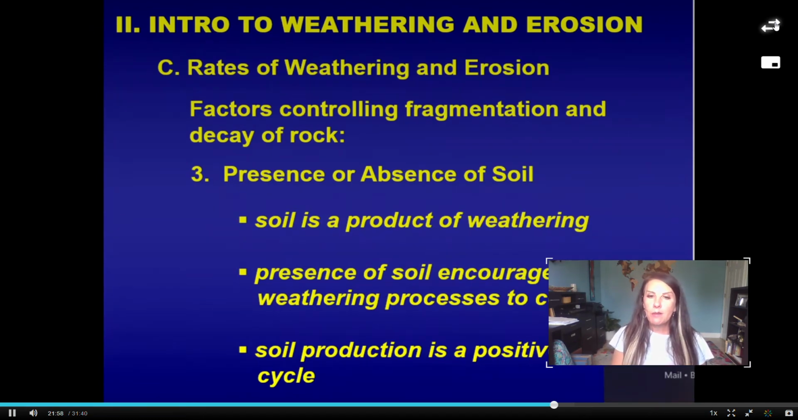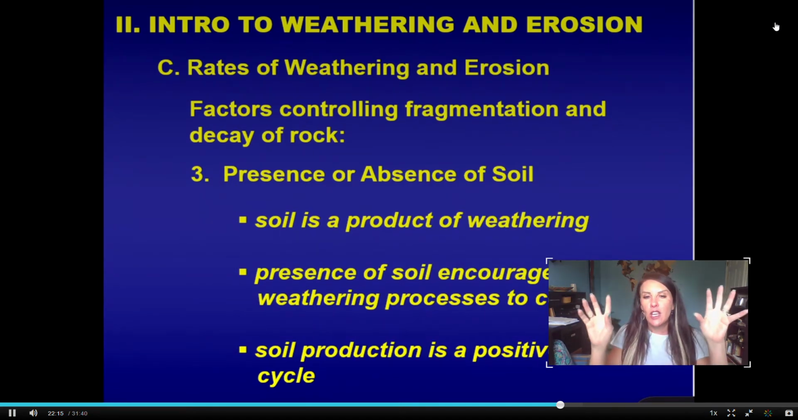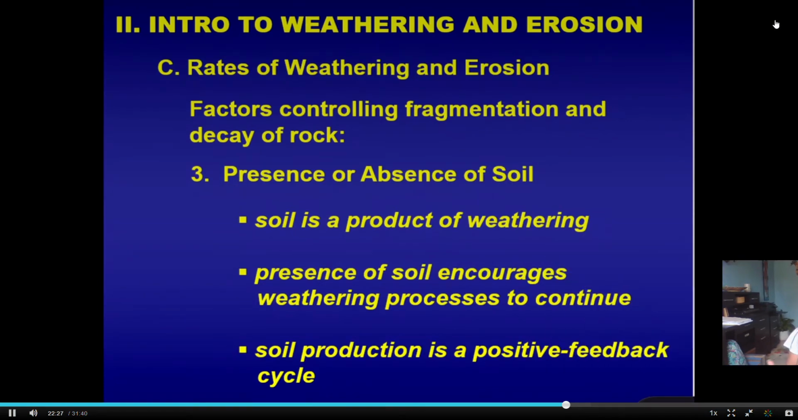So what we learned is that soil is a product of weathering. The presence of soil encourages the weathering process to continue. So it's kind of like a positive feedback cycle. Once you have some soil, you're going to allow for vegetation to root, and vegetation is going to enhance the permeability of the soil, allowing rain to fall at the surface and to travel in and throughout. And that's going to encourage the bedrock to break down, and the cycle continues.